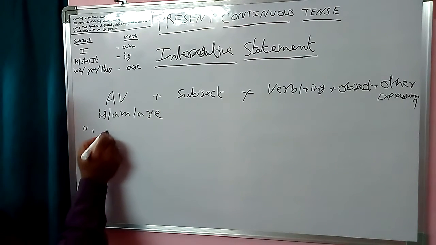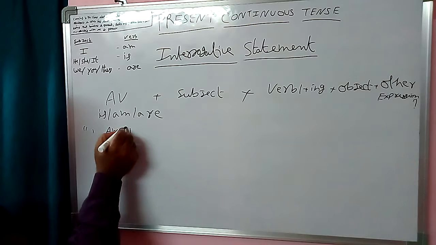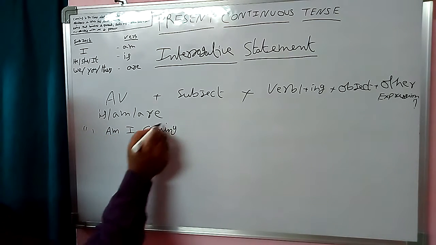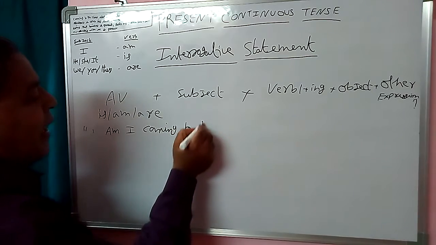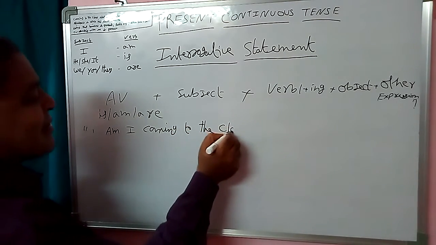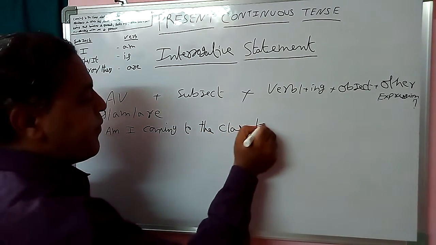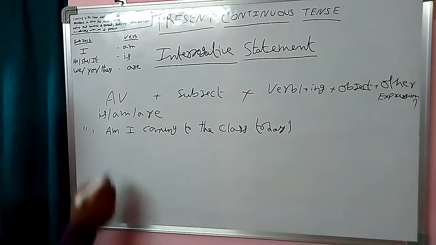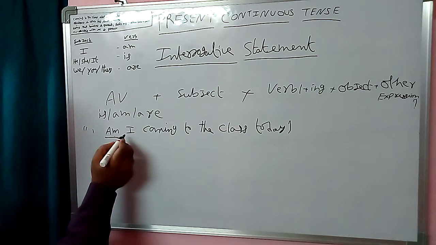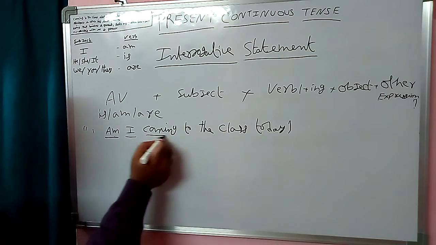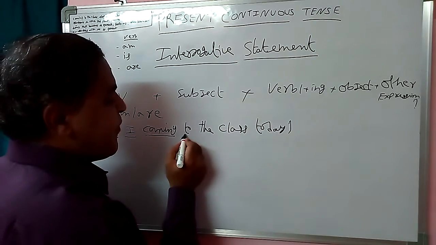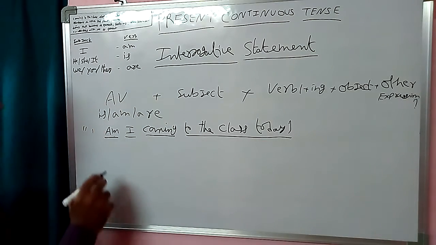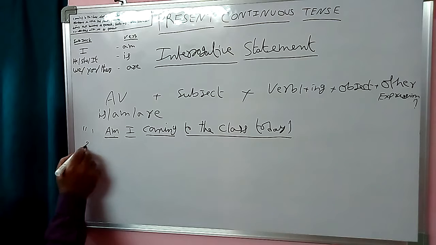Examples are, am I coming to the class today? Am, auxiliary verb. I, subject. Coming, verb 1 plus ing. To the class today, object and other expression, question mark. Am I coming to the class today?